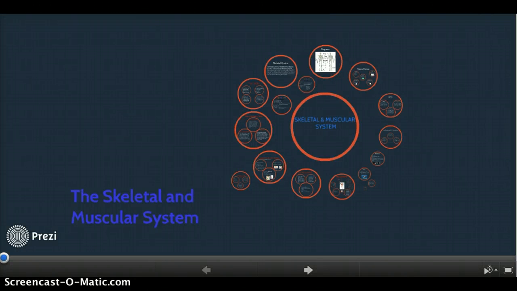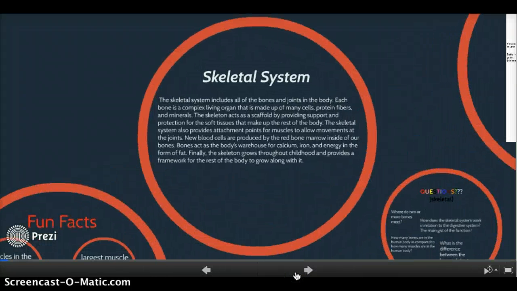The skeletal and muscular system. The skeletal system. The skeletal system includes all the bones and joints in the body.